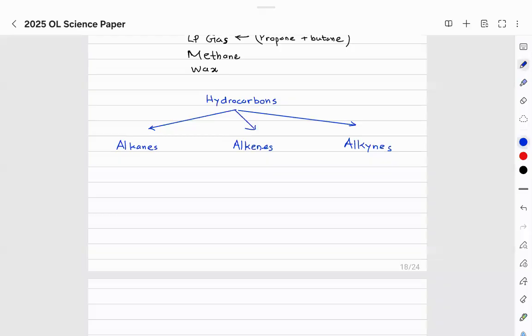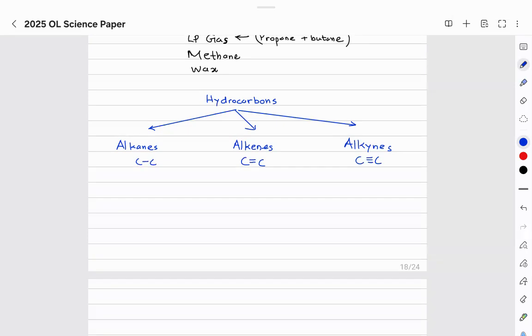Okay, what are they? Again, alkane, alkene, and alkyne. Normally, alkanes mean carbon-carbon single bonds. Alkenes mean carbon-carbon double bonds. Alkynes mean carbon-carbon triple bonds. Right? You just know about these things.